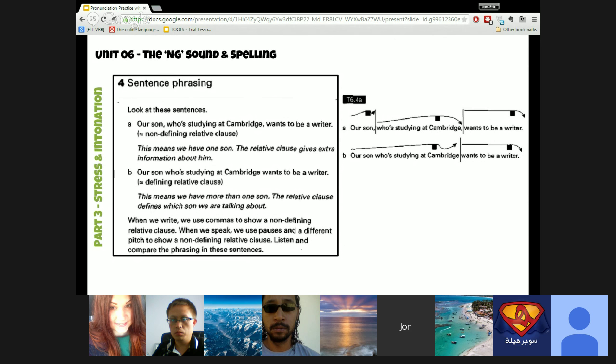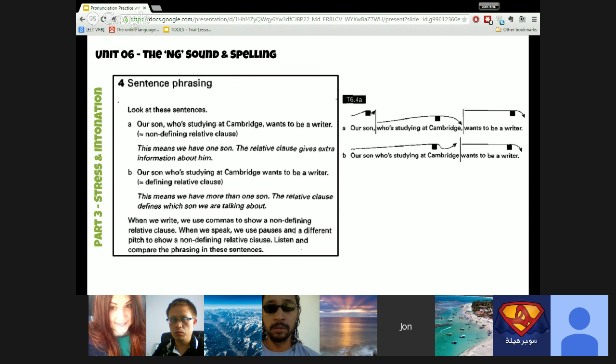Okay, so listen to me and then you're going to get a chance. And I've mapped out the sentence. You can see a little diagram. Okay? So the first case, we have one son, like this. Our son goes up and down. Our son, who's studying at Cambridge, goes down, wants to be a writer. Our son, who's studying at Cambridge, wants to be a writer. Wants to be a writer. It drops at the end.